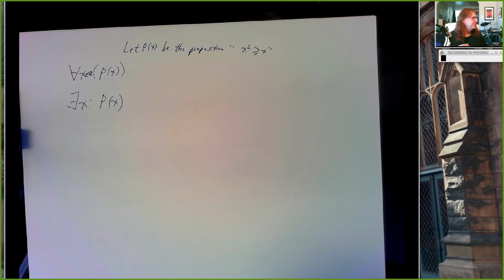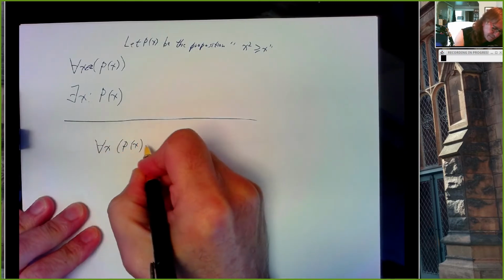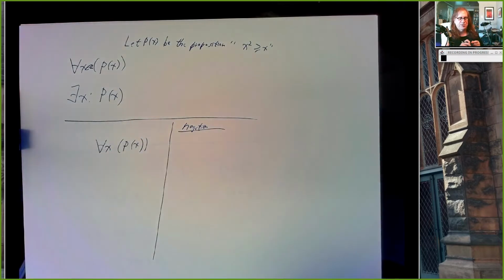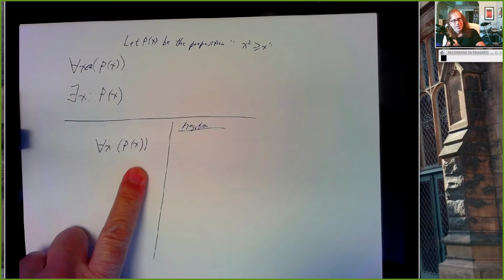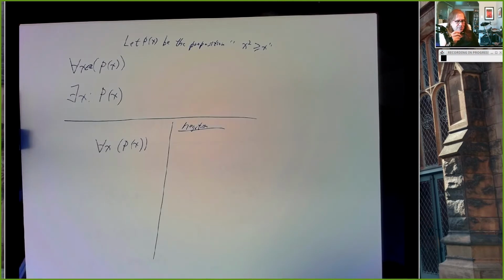So it's interesting to try to negate some of these propositions. Suppose we have for all x, P of x. What would the negation of this be in terms of quantifiers and such? For all x, P of x is true. What's the opposite condition, the negative of this condition? Wouldn't it be for all x the inverse of P of x?